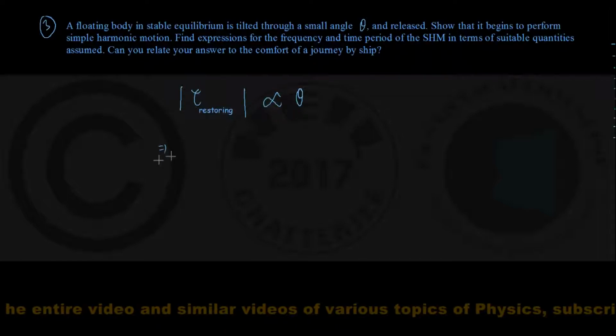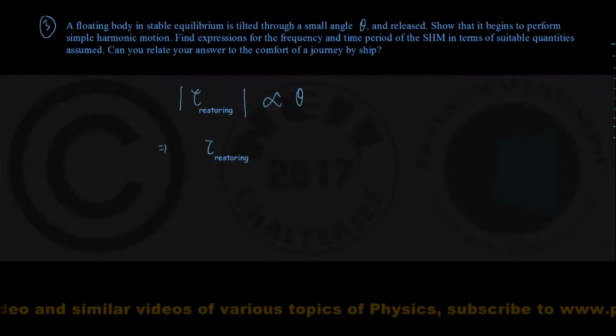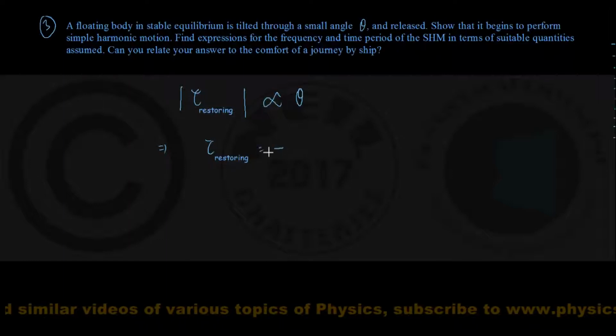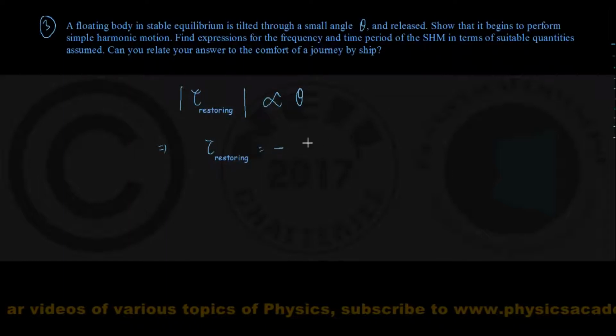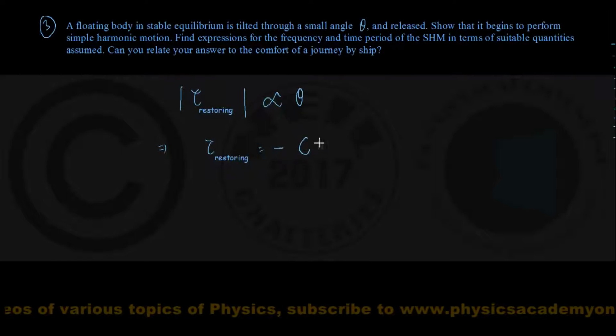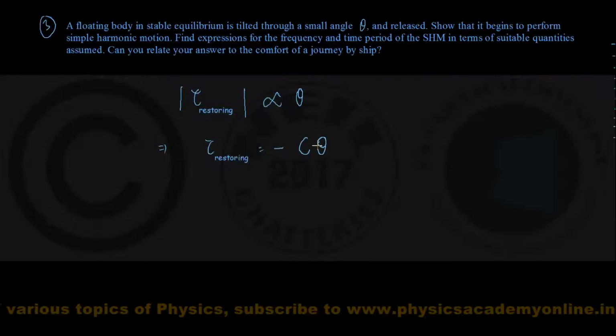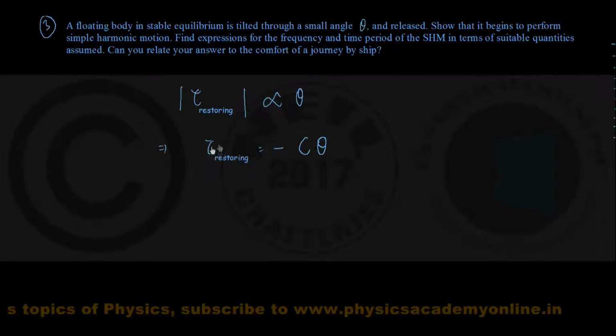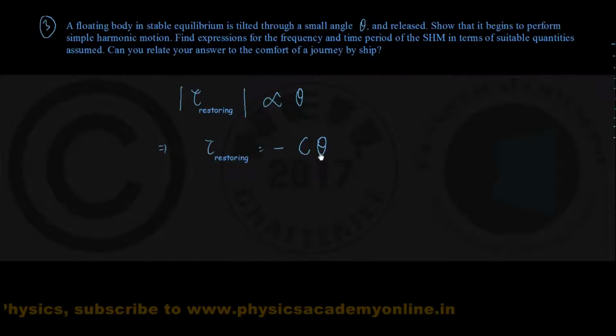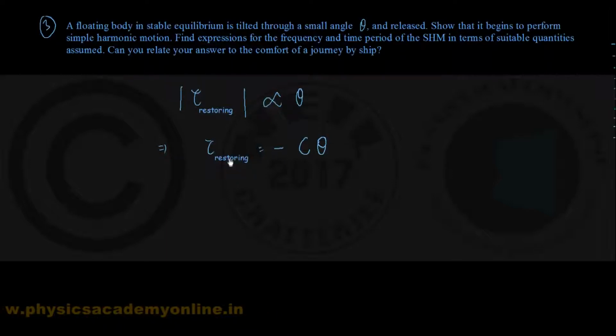You can write in the next step that the restoring torque tau restoring is equal to a minus sign sitting in the front into a constant of proportionality capital C into angular displacement theta from the mean position. In the expression once again, left hand side is the restoring torque acting on this body at an instant at which its angular displacement is theta from equilibrium. C is the constant of proportionality and minus sign is sitting because restoring torque acts in the direction of decreasing value of theta. That's why this minus sign.